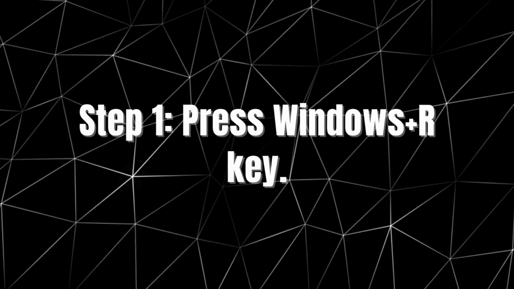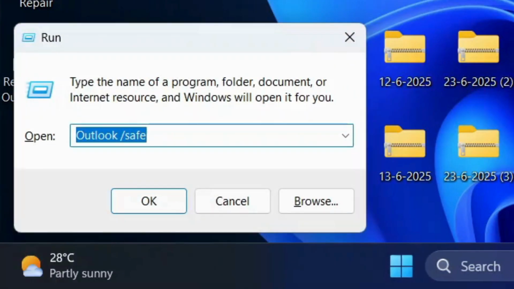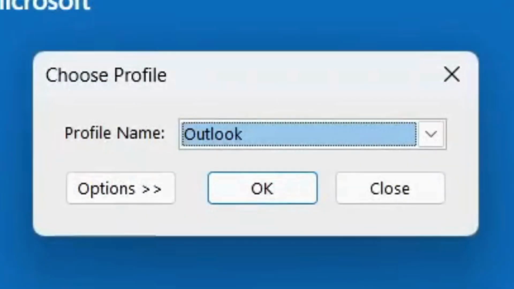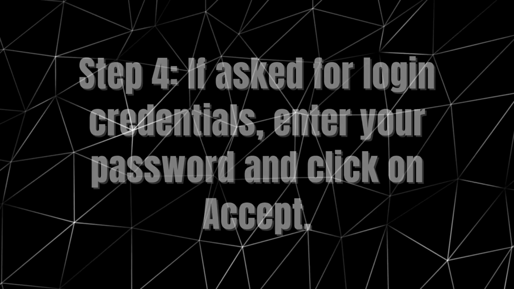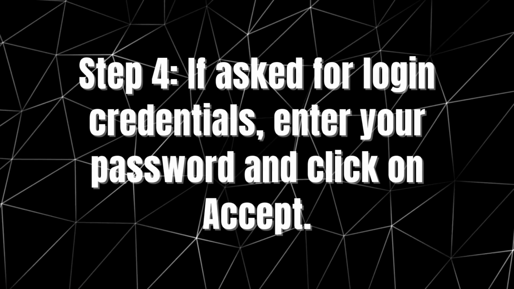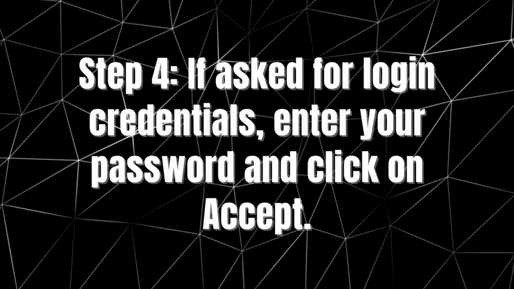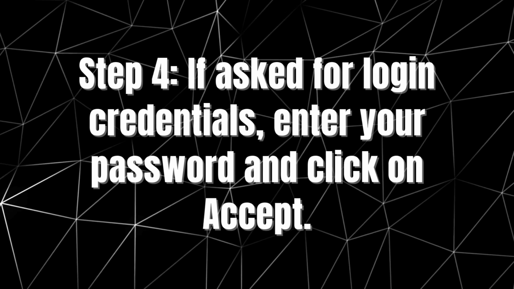Step 1. Press Windows plus R key. Step 2. Type in Outlook /safe and click on OK. Step 3. Choose the Outlook profile and click on OK. Step 4. If asked for login credentials, enter your password and click on Accept.